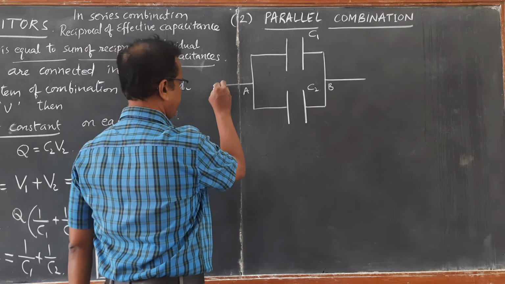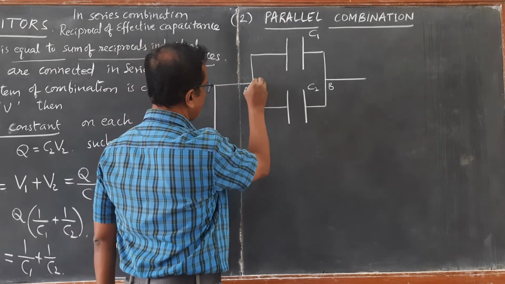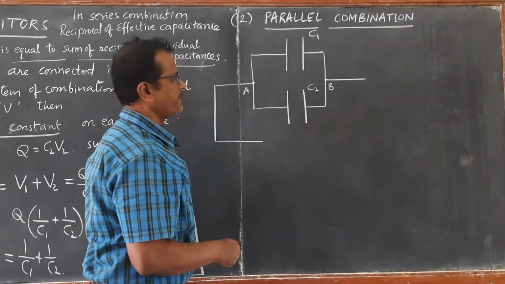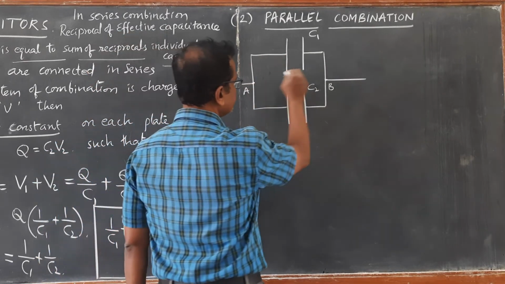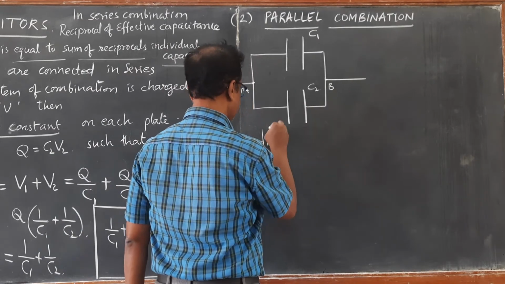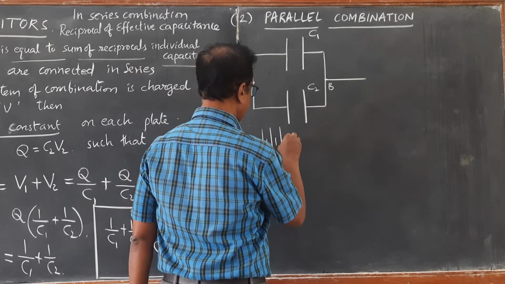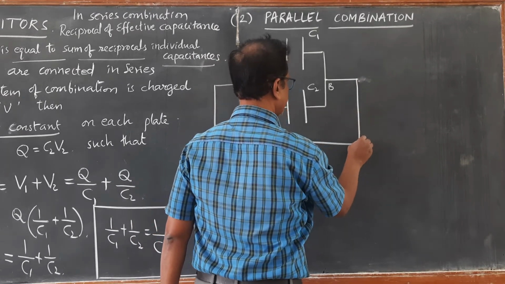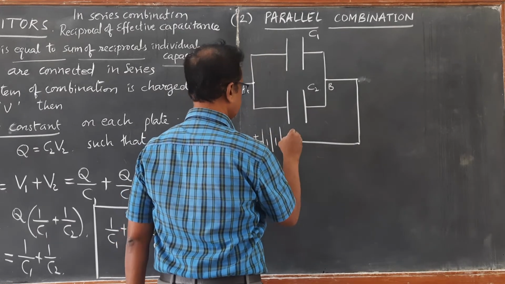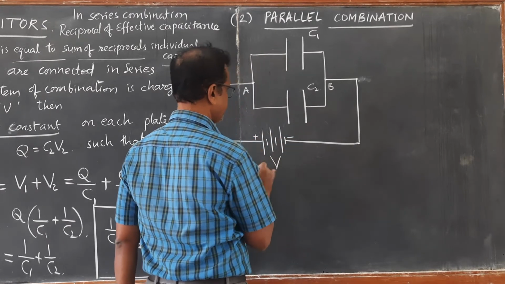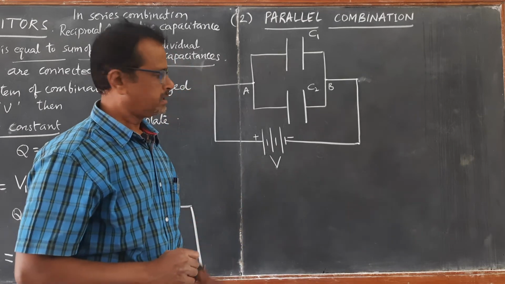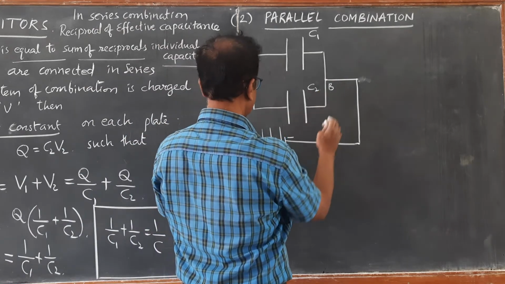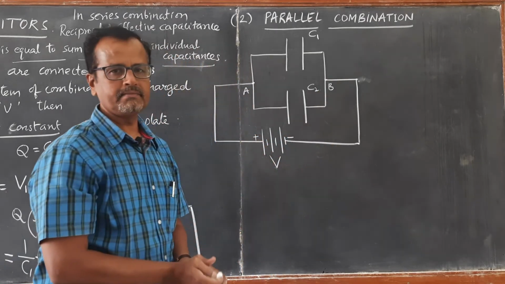When we have parallel combination, if these two common terminals A and B having the system of capacitors connected in parallel, if this system is charged by connecting to a battery, then suppose the total potential difference provided by the battery is V. Then interesting thing is that the potential difference across AB is the same as potential difference provided by the battery.